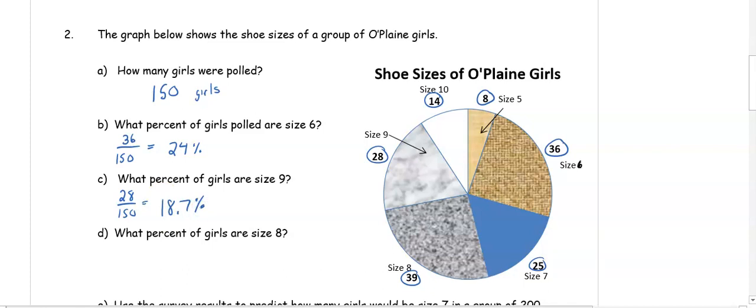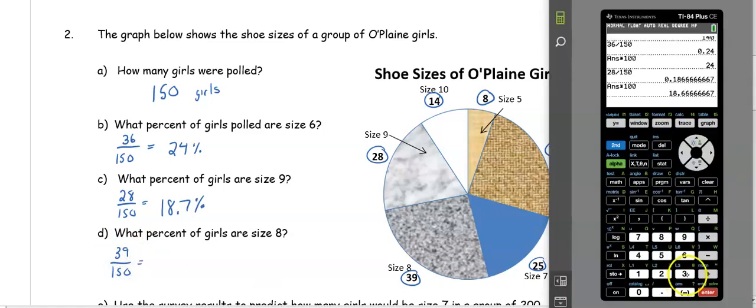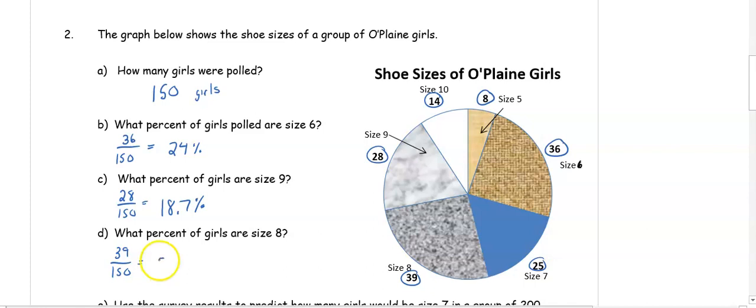What percent of girls are a size 8? For a size 8, there were 39 out of 150 girls. We have 39 divided by 150 times 100 would get us 26%. Remember, you don't have to use your calculator to multiply by 100. You could also just take the decimal and move it over 2 places to the right.